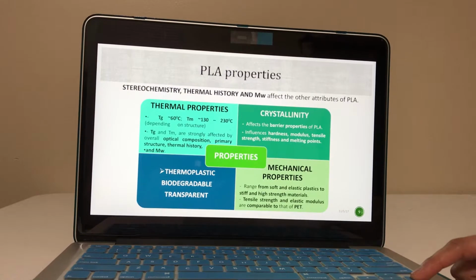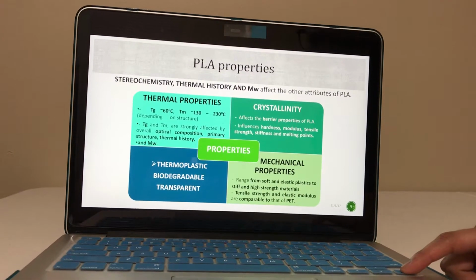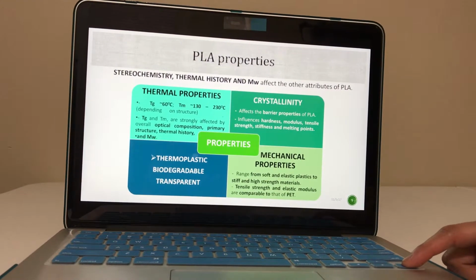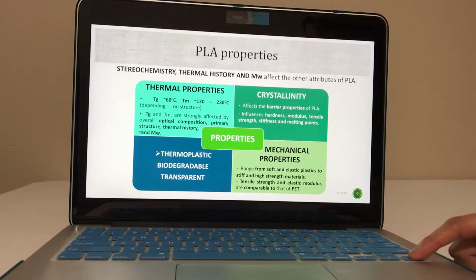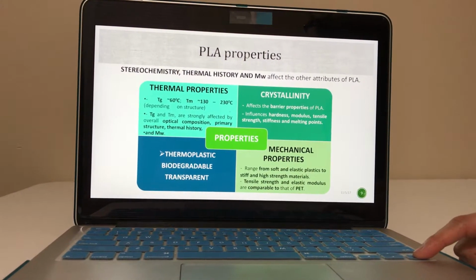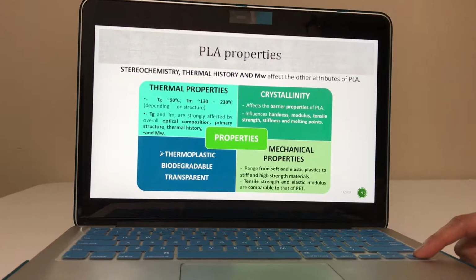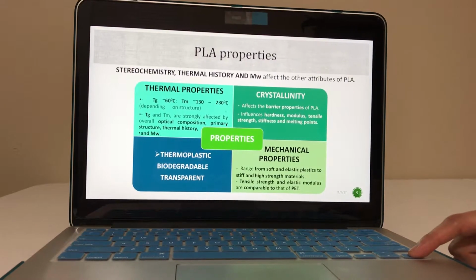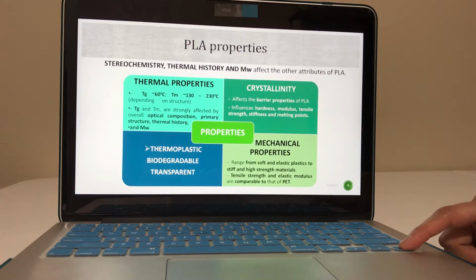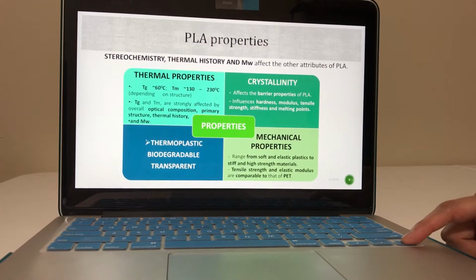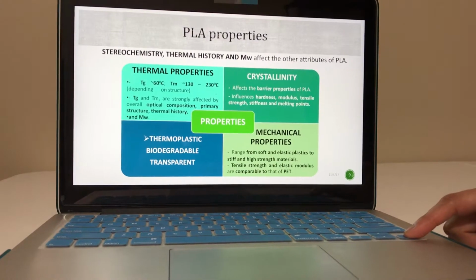Crystallinity affects the barrier properties of PLA, which further determines its use in the food packaging industry. Crystallinity influences hardness, tensile strength, stiffness, and the melting points. PLA polymers range from being soft and elastic plastics to stiff and high-strength materials based on their structure. The tensile strength and elastic modulus of PLA are comparable to that of PET. All in all, PLA is a transparent thermoplastic biodegradable polymer.